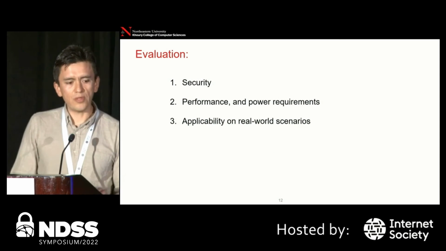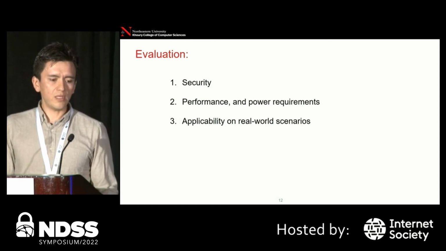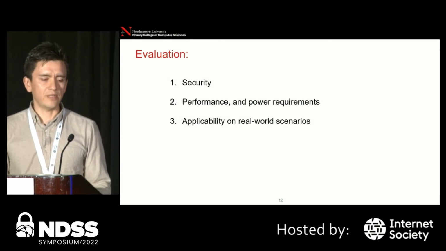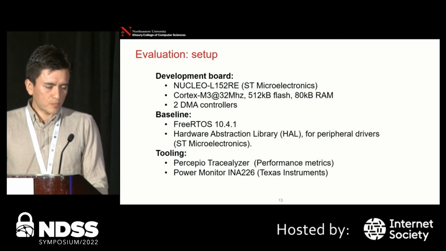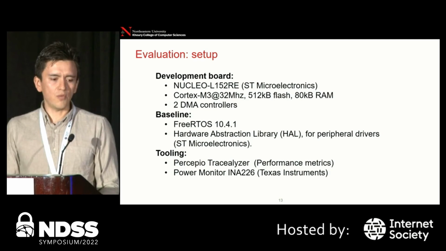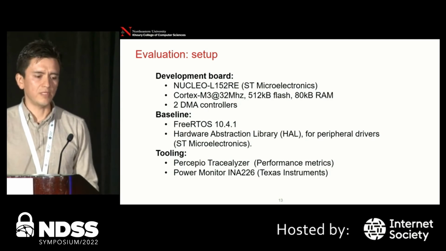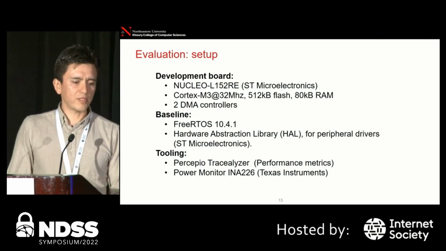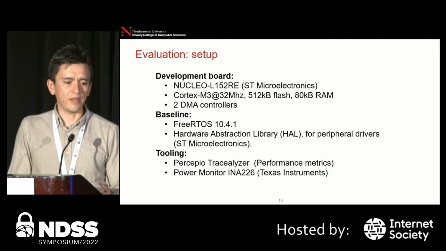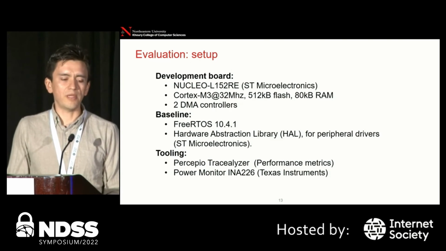For evaluation, we evaluated D-box from 3 perspectives: security, performance and power requirements, and applicability on real-world scenarios. Our setup includes the development board Nucleo L152RE provided by ST Microelectronics. This board has a Cortex-M3 running at 32 megahertz. It has 512 kilobytes of flash, 80 kilobytes of RAM, and 2 DMA controllers.